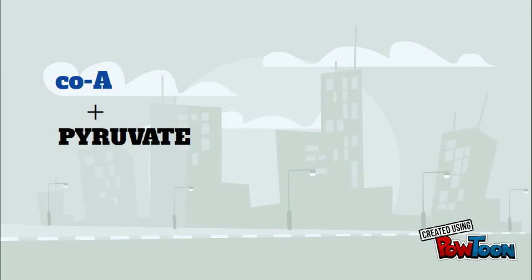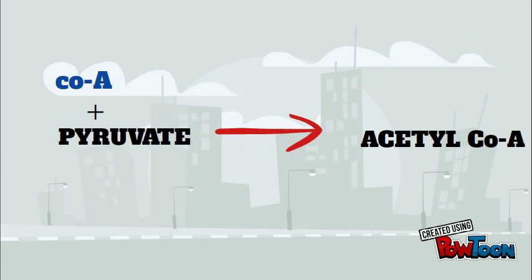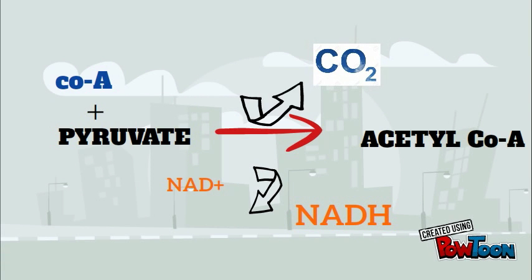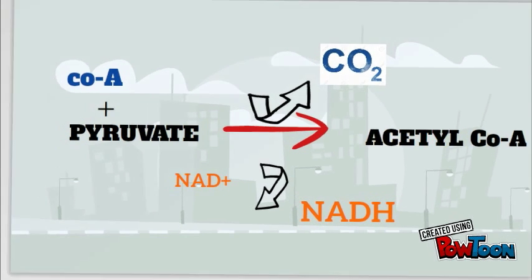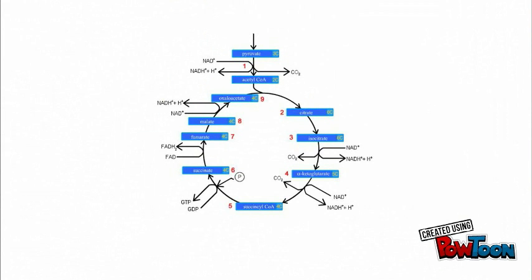After glycolysis, pyruvate is converted to acetyl coenzyme A in order to enter the citric acid cycle, producing one molecule of NADH and removing one molecule of carbon dioxide. The citric acid cycle takes place in the matrix of the mitochondria.